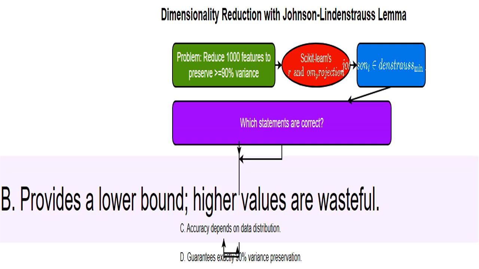This is also wrong. While johnson_lindenstrauss_min_dim gives a minimum number of components, using a slightly higher number isn't necessarily wasteful. In real-world data, it might help to preserve more variance and improve accuracy.